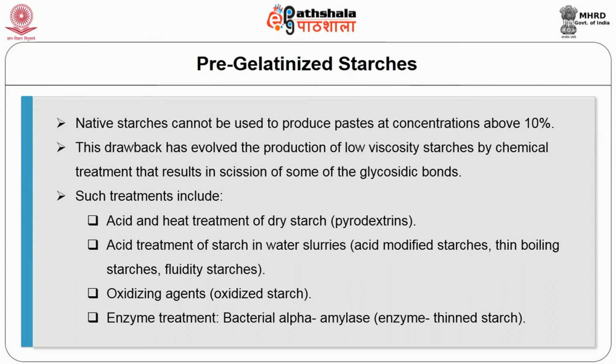Such treatments include acid and heat treatment of dry starch, that is pyrodextrins; acid treatment of starch in water slurries, for example acid modified starches, thin boiling starches and fluidity starches; oxidizing agents, which produce oxidized starch; and enzyme treatment with bacterial alpha amylase.